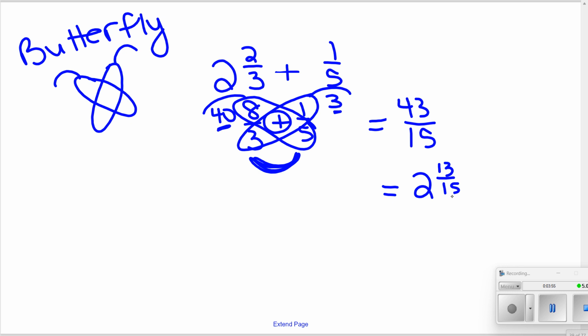So I kind of like the butterfly, the happy butterfly method here for adding, but you choose whichever method makes the most sense for you.